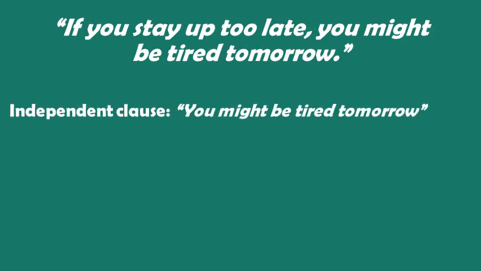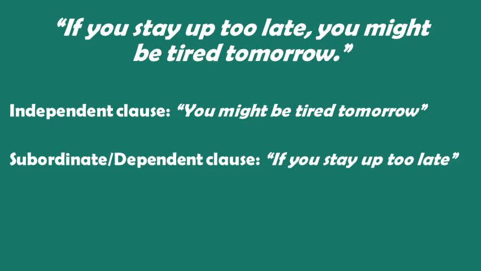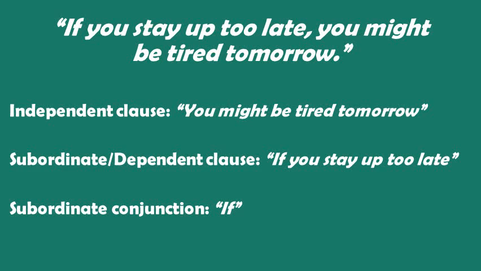And we do. You might be tired tomorrow. Now let's see if we have a subordinate or dependent clause. If you stay up too late. Yes, we do. And our subordinate conjunction that is in that subordinate clause is the word if. So if explains the relationship between the two clauses because it's explaining that if one thing happens, then another thing will happen. So it explains how these two events go together. So this is a complex sentence because we have all of the necessary parts.